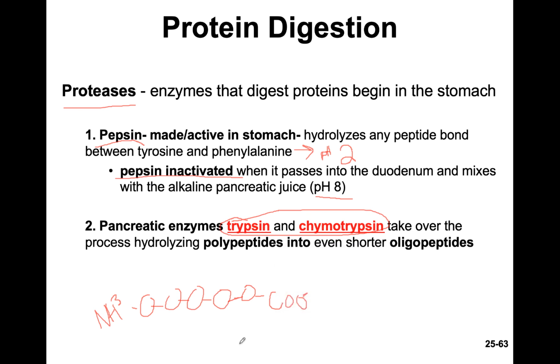So let's say this is my really long protein chain, and one side was my carboxyl group, the other side was my amino group. These two enzymes will just chop, chop, chop. It'll just chop the large polypeptide into smaller pieces. For this course, I don't need you to know exact places where trypsin and chymotrypsin cut. Just know that it cuts a very large polypeptide into shorter oligopeptides. So that's trypsin and chymotrypsin. These are both pancreatic enzymes.